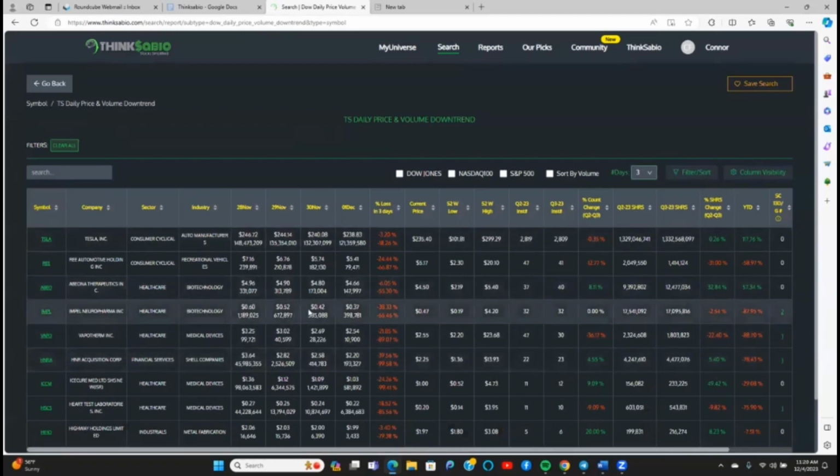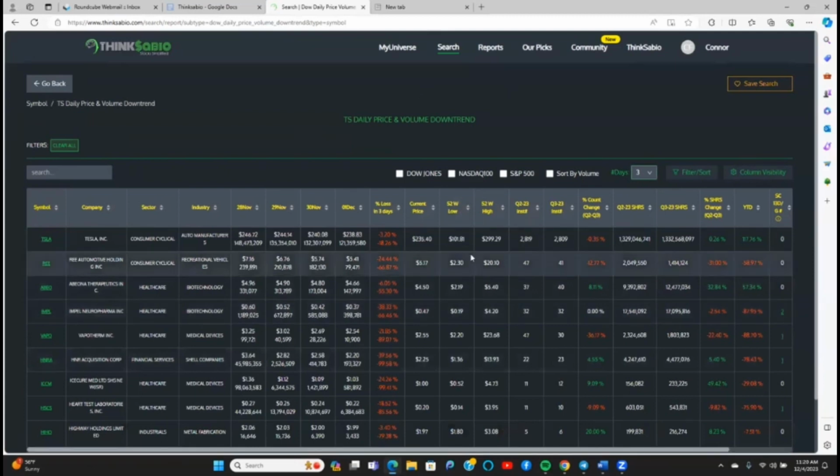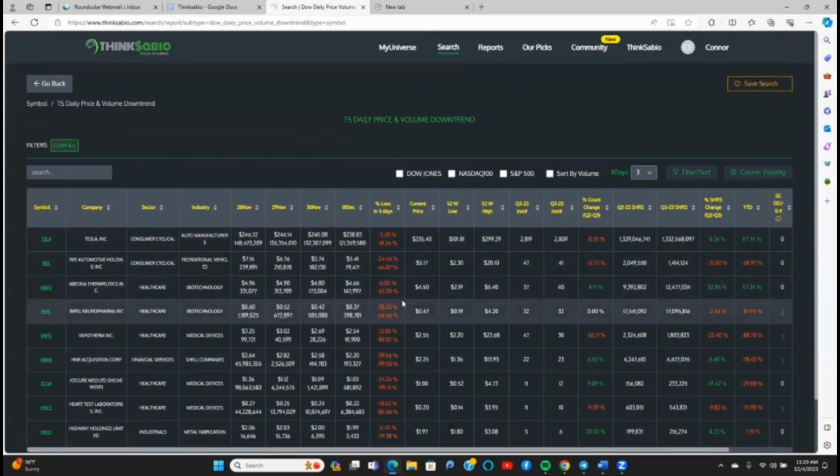But basically the point of these reports is you get a look at which stocks are trending upward, which stocks are trending downward, and you also get the longer term information. So this gives you a really comprehensive look at which stocks are a valuable investment in the short and long term.